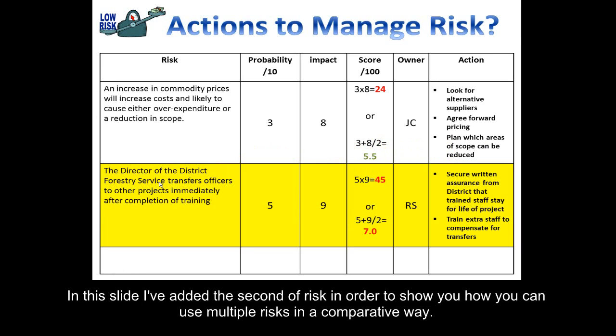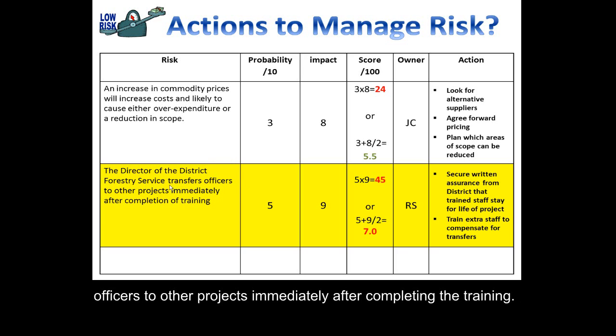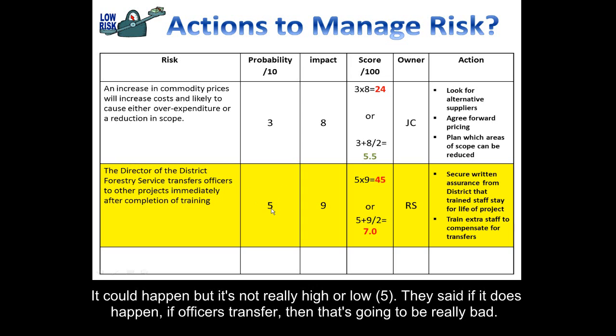In this slide, I've added the second risk in order to show you how you can use multiple risks in a comparative way. And so the risk that we identified on the earlier slide was that the Director of District Forestry Service transfers officers to other projects immediately after completing the training. And the people who prepared this risk register said there's a mid-level probability that that could happen, that it's not really high or really low, so they gave it a 5.